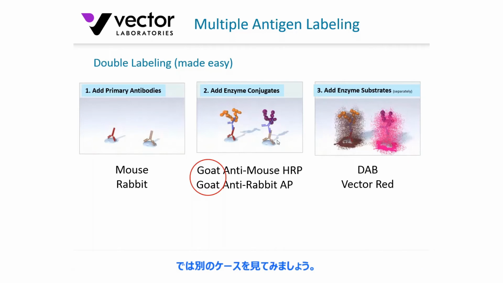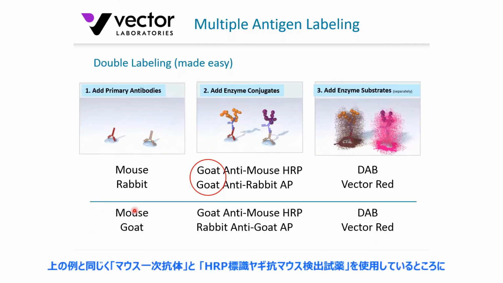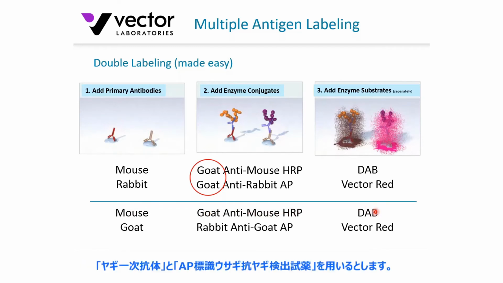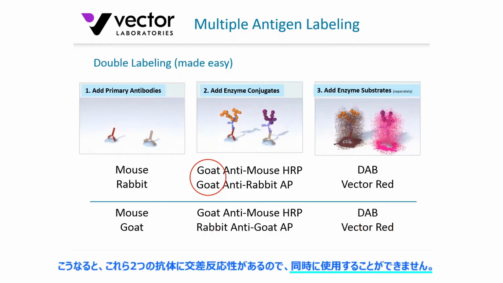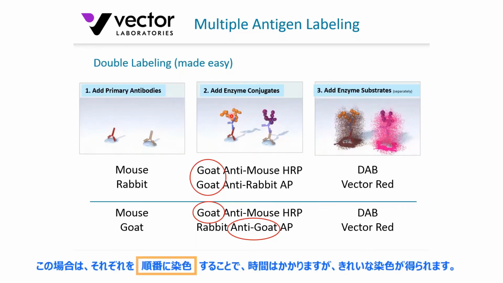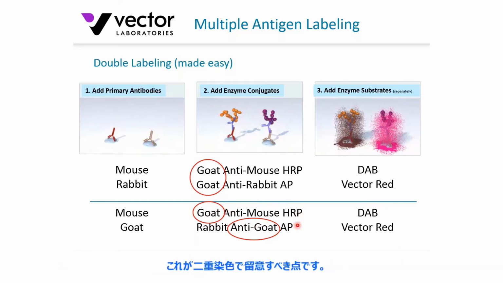Let's have a quick look at another scenario. You've got this same mouse primary, you're using the same goat anti-mouse peroxidase and developing with DAB, but in this case for a double label, you apply a goat primary, apply a rabbit anti-goat alkaline phosphatase, and the same Vector Red at the end. Just note that there will be cross-reactivity between these two reagents if you mix them together. So you wouldn't be able to mix them together like the cartoon I've shown here. You'll have to run these sequentially. It will take you more time, but give you a much cleaner result. So these are considerations when looking at introducing double labeling.